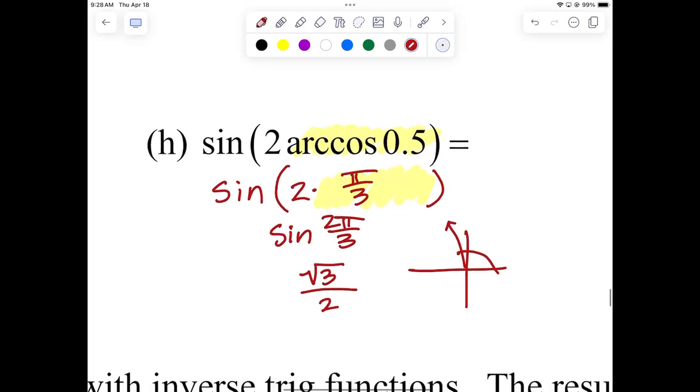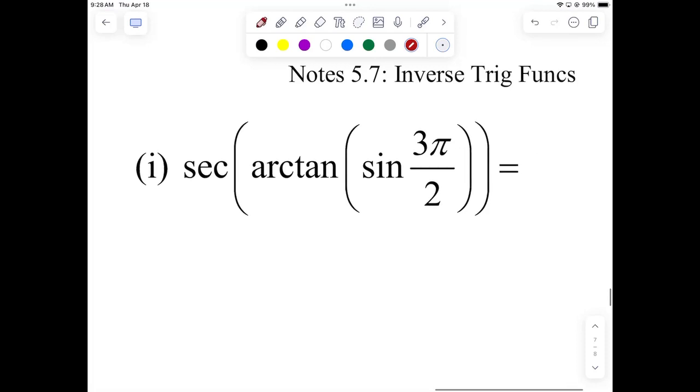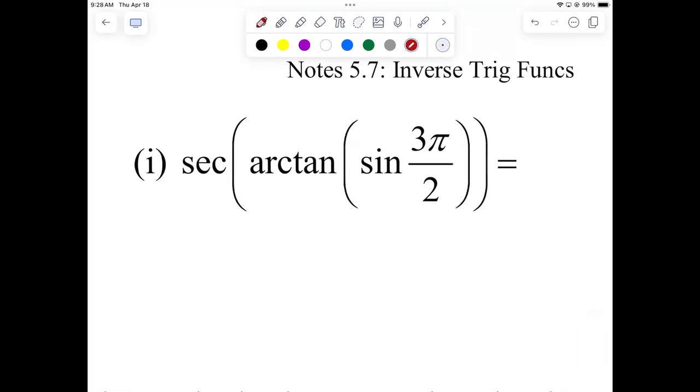There you go. That's the kind of thinking I like. Look at this triple decker. We're not afraid of triple deckers. Secant of arctangent of sine of 3 pi halves. Inch by inch, it's a cinch, right? How do we eat the elephant? One delicious bite at a time is the answer. This is some tasty elephant.